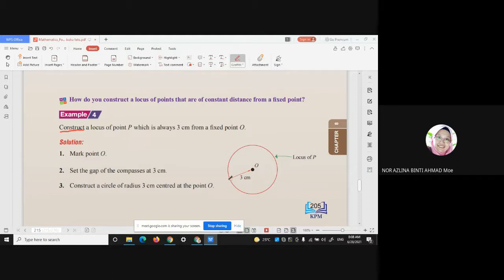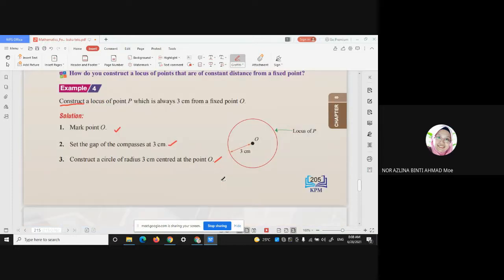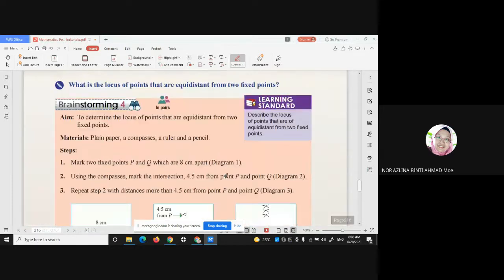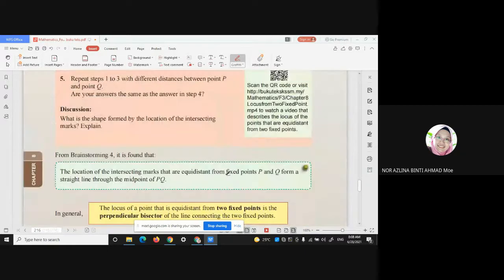Point P actually moves. The point moves, forming a circle. So first step, you mark point O. Set the gap of the compasses at 3 cm. Then you construct a circle of radius 3 cm centered at the point O. That is how we draw the locus of point P.